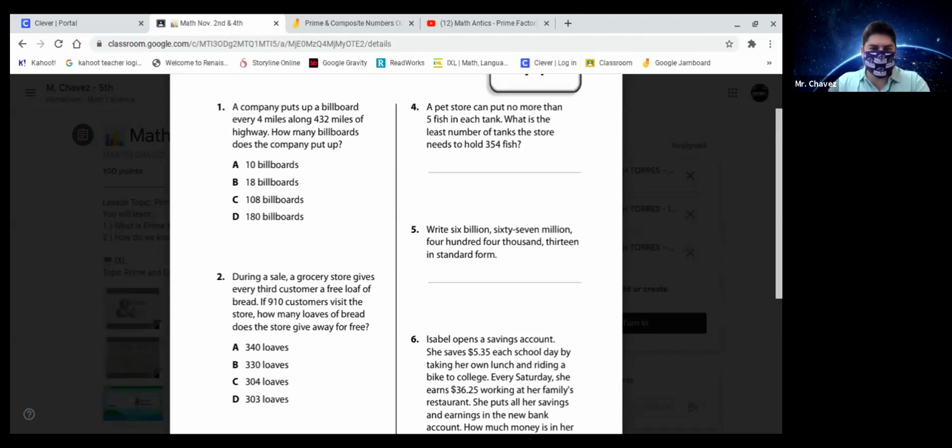Go ahead and take a screenshot of that in the chat box. I just put it there. Take a screenshot, take a picture of it, write it down in your notebook, whatever is easier for you, but only do 1 and 2. You're not doing the whole page. That's for today. Any questions?